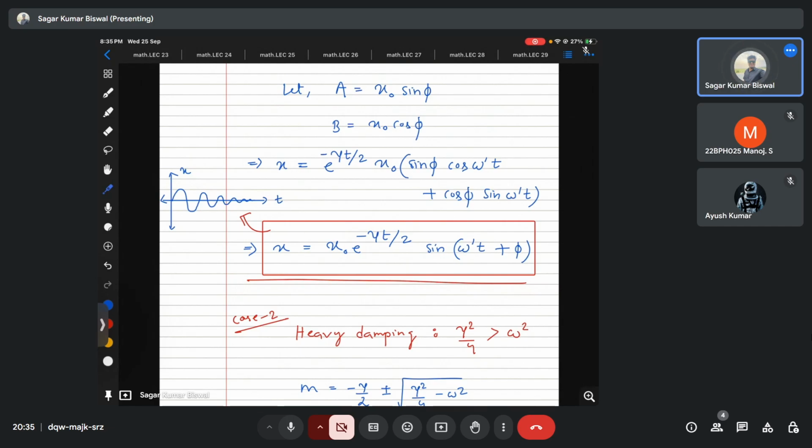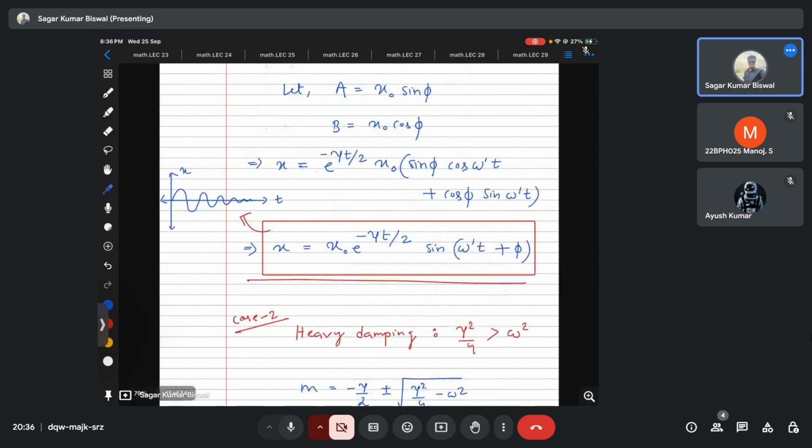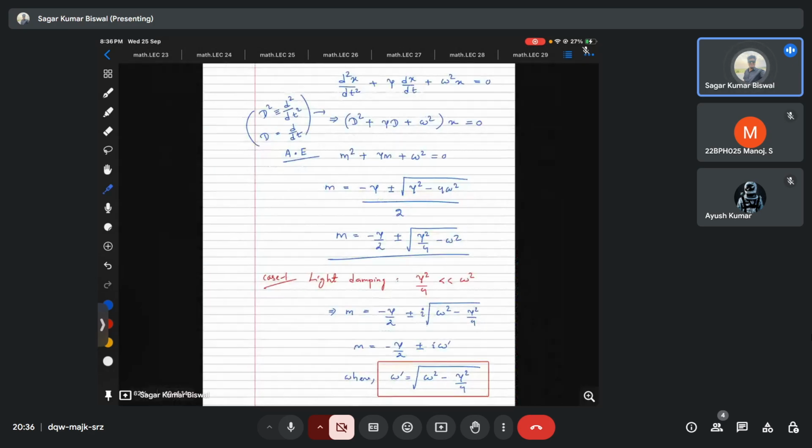This is the solution of the equation when there is light damping, that is, when the damping is a bit small, smaller than the natural frequency omega square, right? Is it okay or is there any doubt? Okay then. So this was the case of light damping.